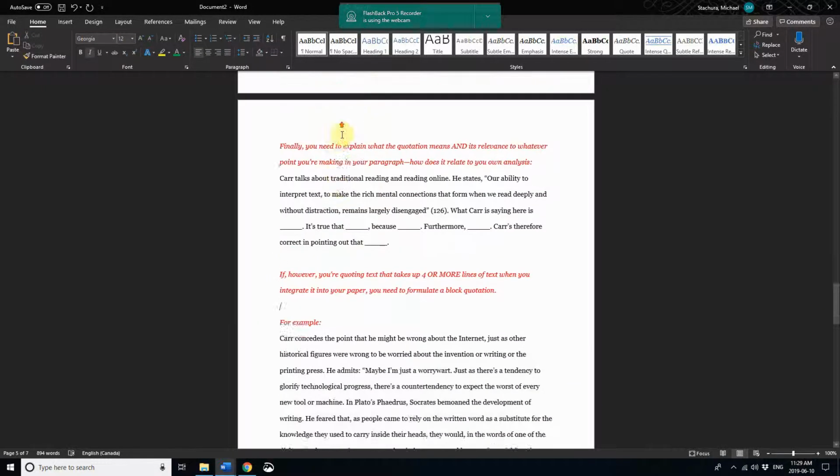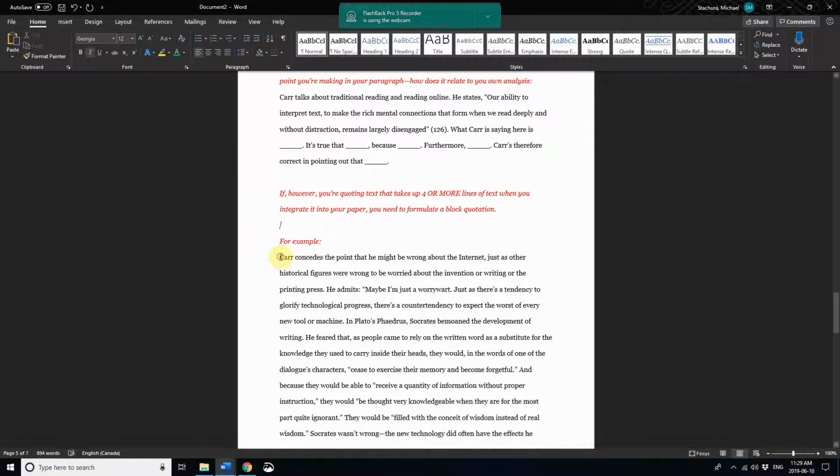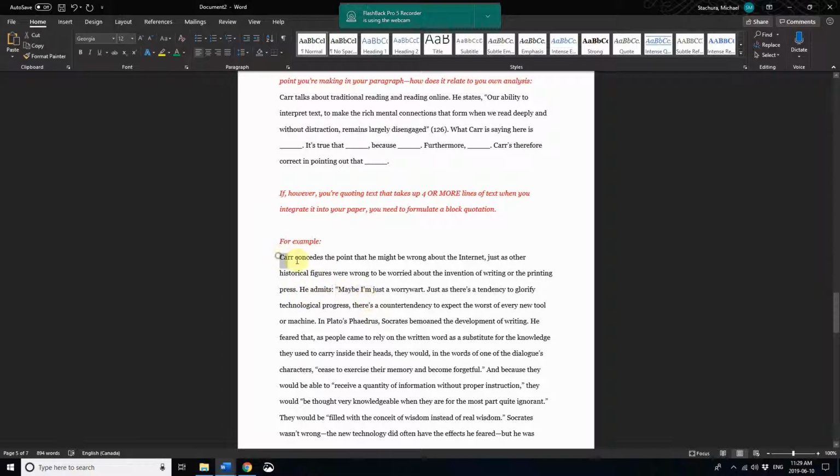First of all, again, same as with a short quotation, I introduce the quotation with context and some sort of a reporting verb in there as well. So Carr concedes the point that he might be wrong about the internet, just as other historical figures were wrong to be worried about the invention of writing or the printing press. He admits, and then I give the quotation. So again, up here, I give my context and I introduce the quotation. This is where I cite the quotation.